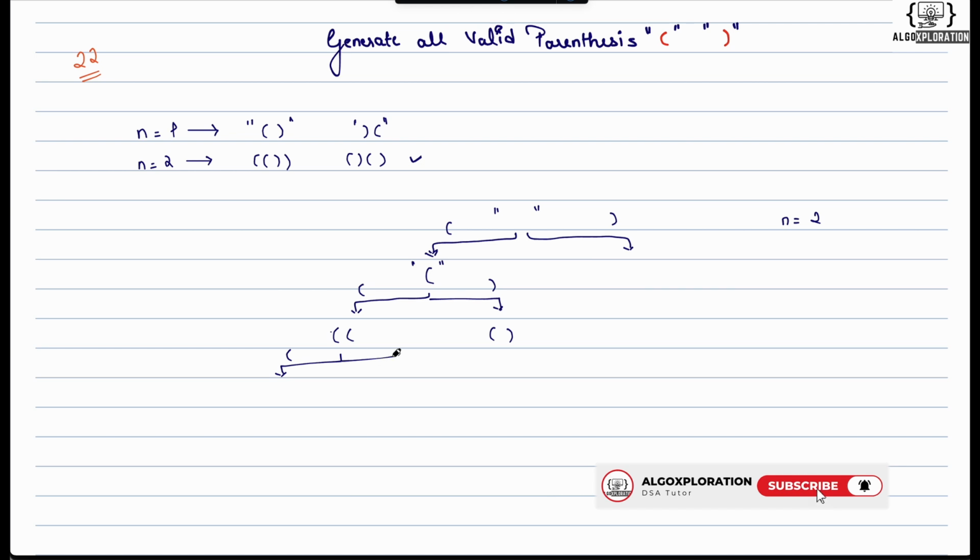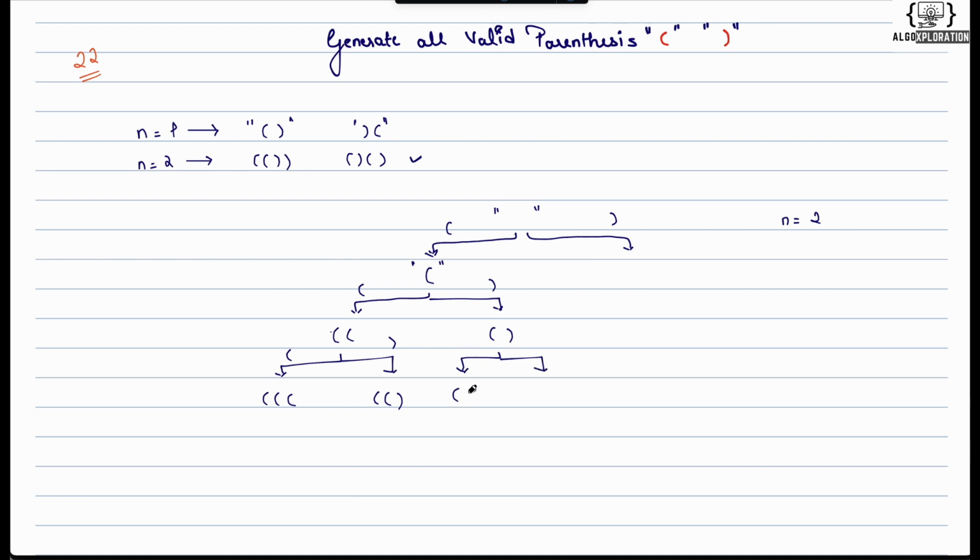Again let's move forward, one opening and one closing. Here two opening brackets, with this one it will be three opening brackets. And again here two opening brackets with one closing bracket. If we do the bifurcation of this, it will be one opening, one closing and one opening, and here one opening, one closing and one closing.